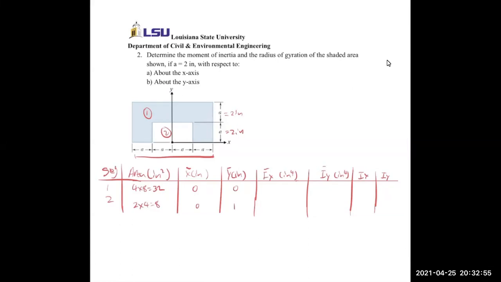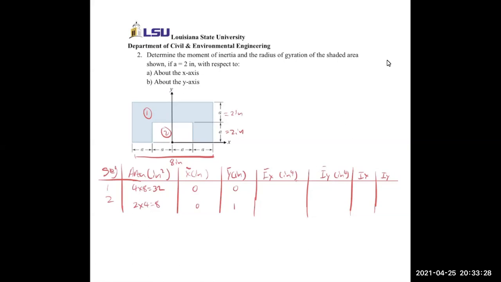Okay, so for the area, we know the length will be 8 inches and the height will be 4. So 4 multiplied by 8, that's 32. And for segment 2, that's 4 inches multiplied by 2 inches. So I got area as A. And same as the last problem, x bar will be 0 because they're along the same axis. Their centroids will be along the same y-axis, so their x distance will be 0.